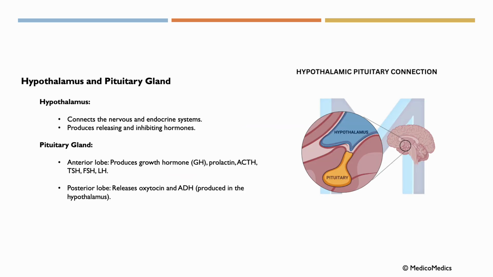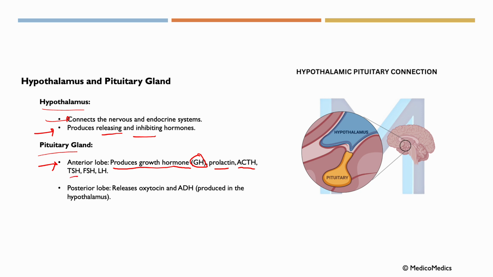Now let's start with the hypothalamus and the pituitary gland. So the hypothalamus connects the nervous system and the endocrine system. It produces releasing and inhibiting hormones. Now, the pituitary gland has two lobes. So we have the anterior lobe that produces growth hormone, GH, prolactin, ACTH, which stands for adrenocorticotropic hormone.